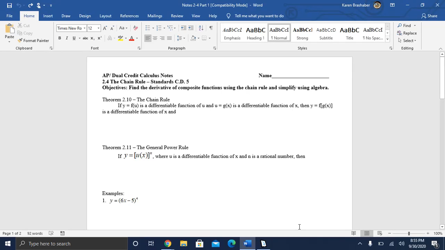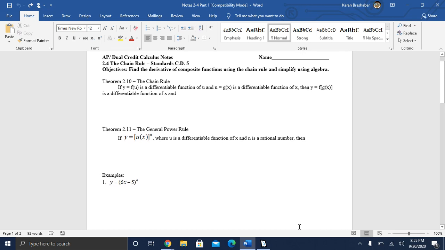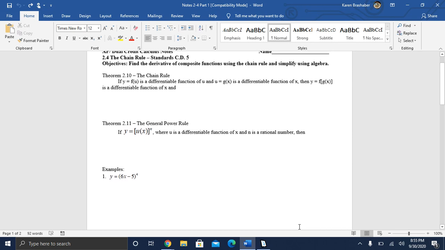Hello, students. Today we'll be working on doing the derivative of a function within a function. Sometimes you might see that as y equals f of g of x, so a composite function. Or more likely, you'll see it as a parentheses with a power, or maybe a trig function where the angle is more than just an x.